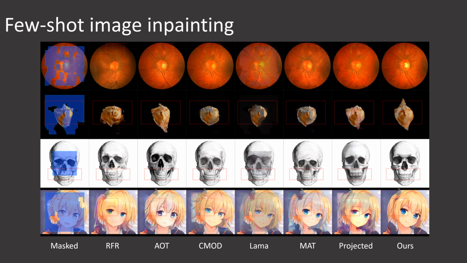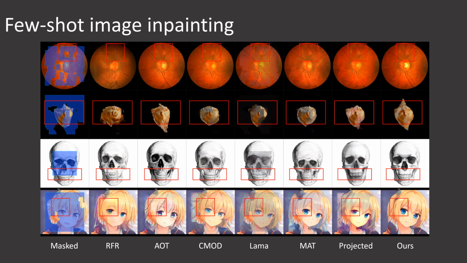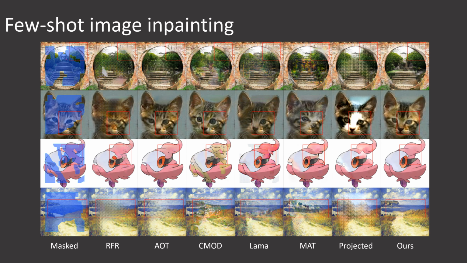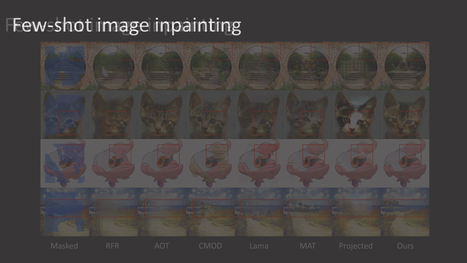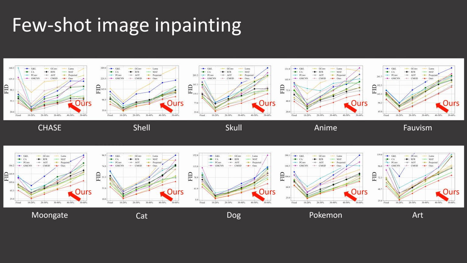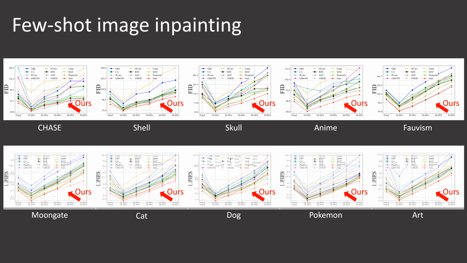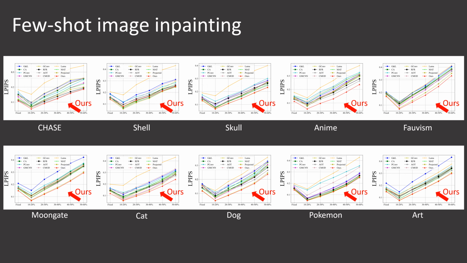Here, we compare our method to state-of-the-art free-form inpainting methods on few-shot datasets, including RFR, AOT-GAN, CoMod-GAN, MAT, LaMa, and a projected GAN-based inpainting model. We also show quantitative results on few-shot datasets. GRIG outperforms all baselines in terms of FID and LPIPS metrics by large margins on most benchmarks for various kinds of masks.